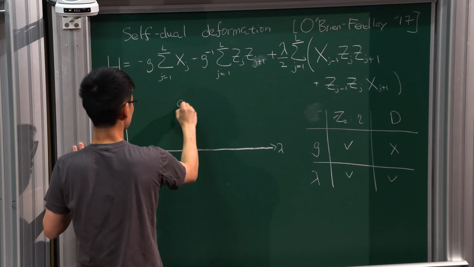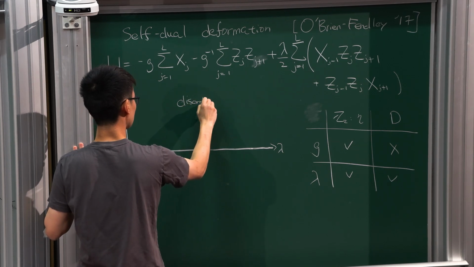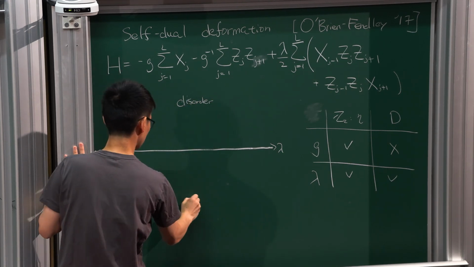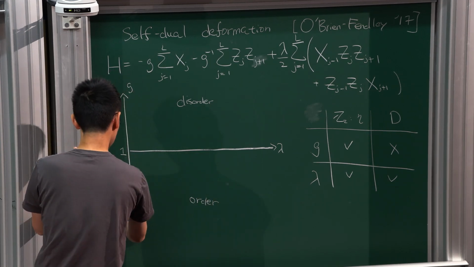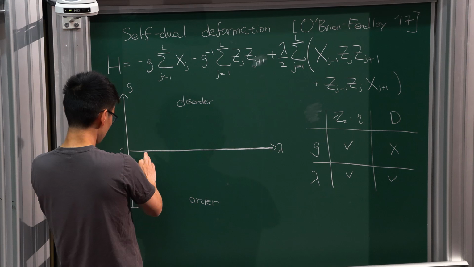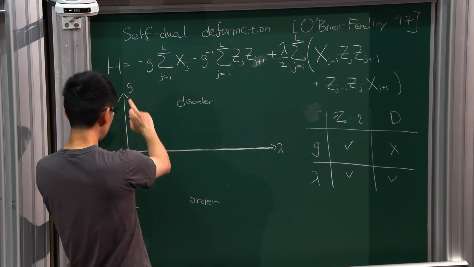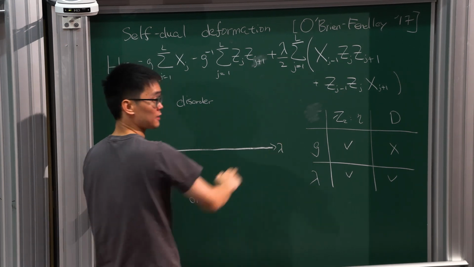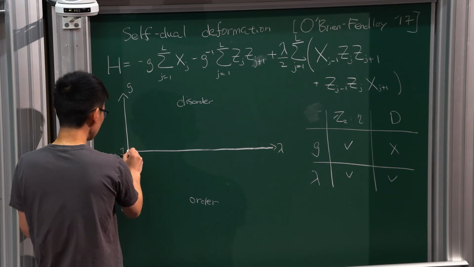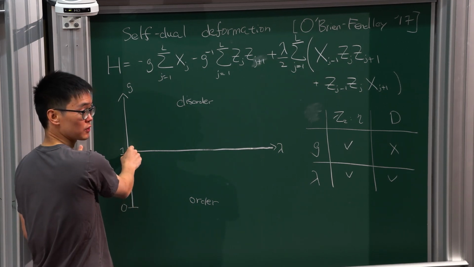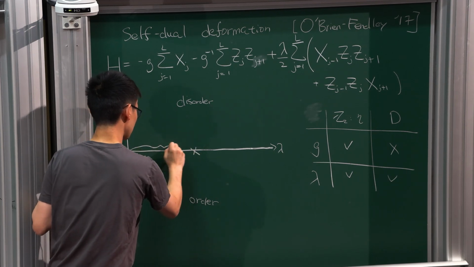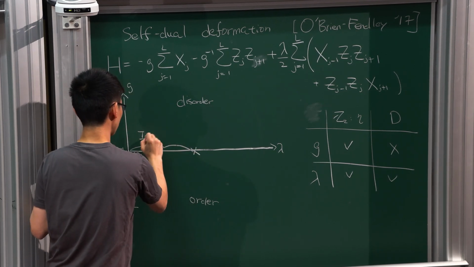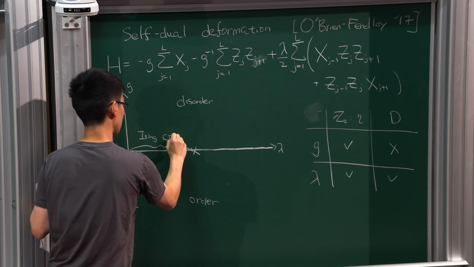So in this whole region, you have a gapped disordered phase. In this region, you have an ordered phase, which is also gapped. Now, the interesting thing is when you set g to be 1 and go along the lambda direction, this point we know is the Ising conformal field theory. But in fact, there's a whole region where this is the c equals 1/2 Ising CFT.